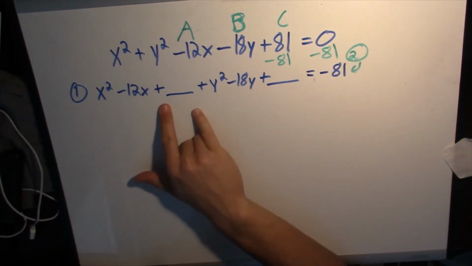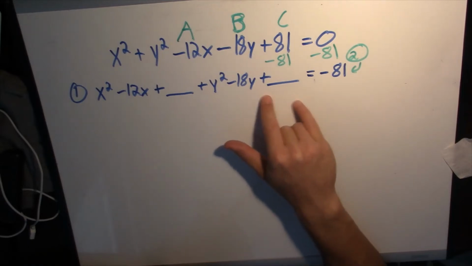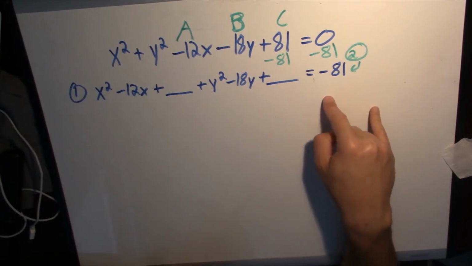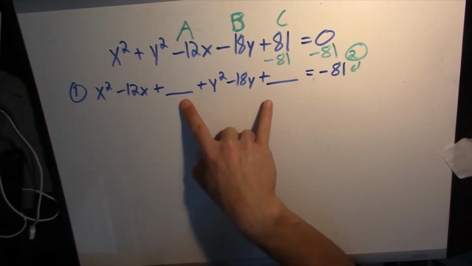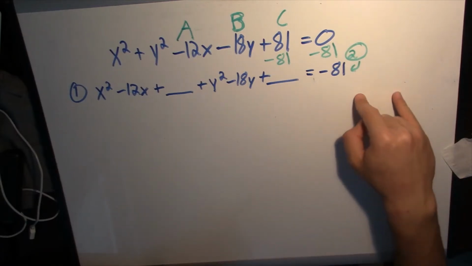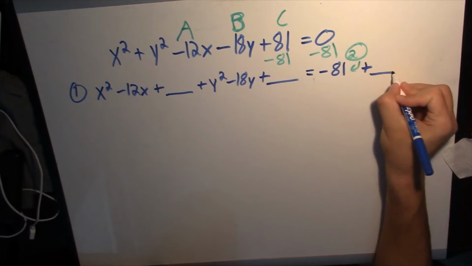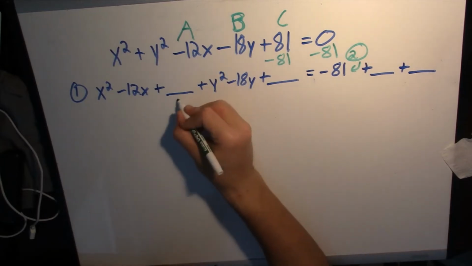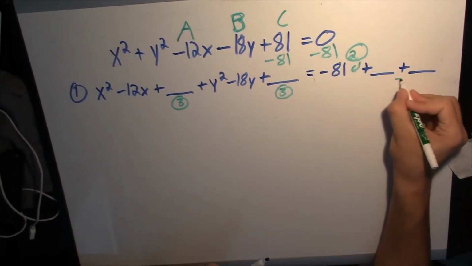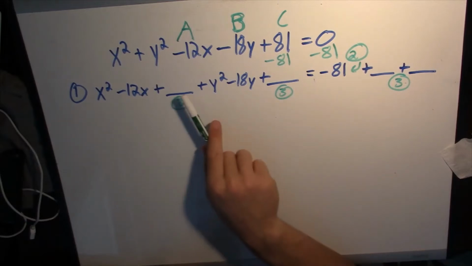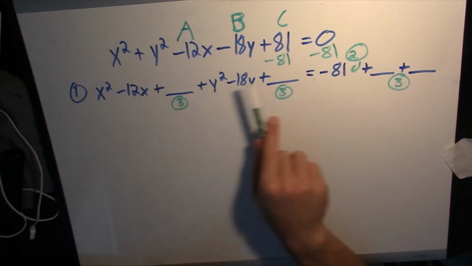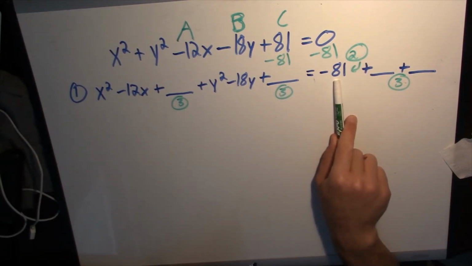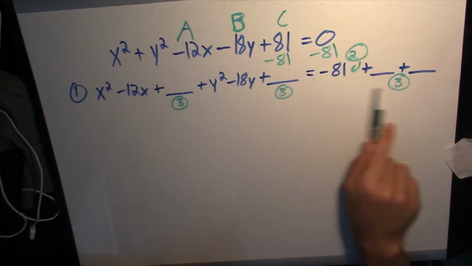Now if I'm going to be adding something here and adding something here, in order for this equation to be true, what you do to one side, you have to do to the other side. So because I added on 2 things to the left, I have to add 2 things to the right. So I'm going to do plus blank plus blank. Okay, so this right here, these blanks are step 3. Okay, so this step, adding a blank to the x's, a blank to the y's, and then adding the same blanks to the other side, to the negative 81. That's step 3. What you do to one side, you got to do to the other side.